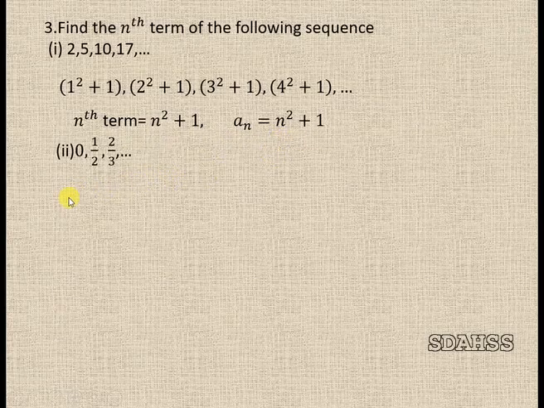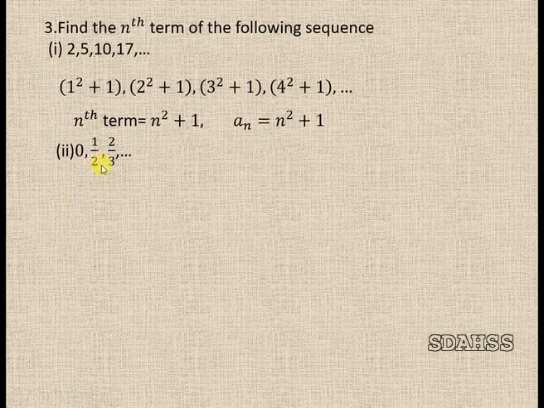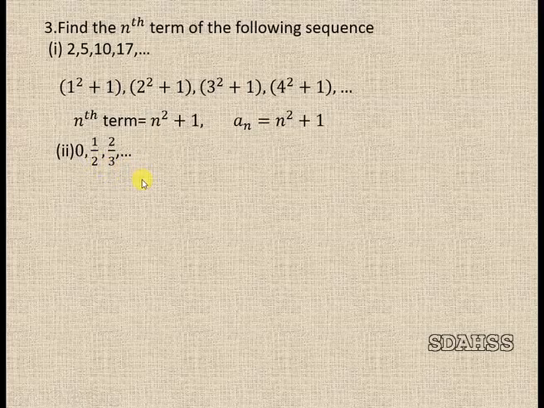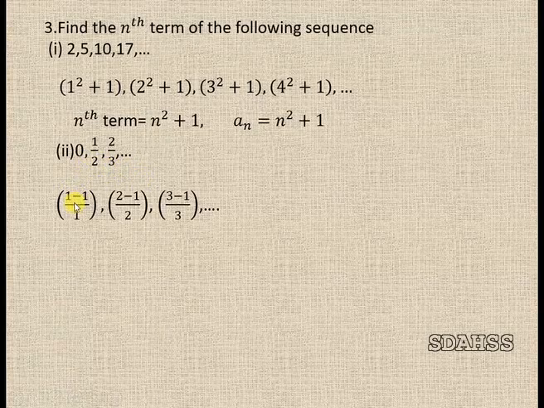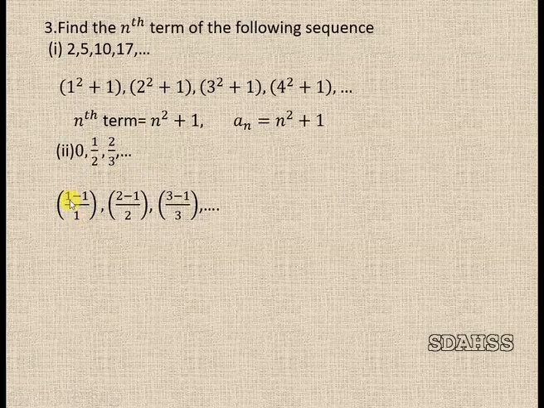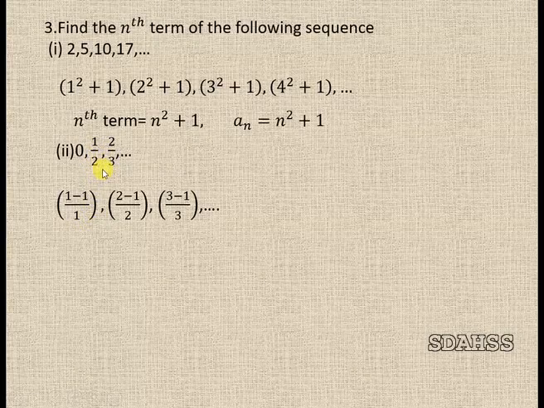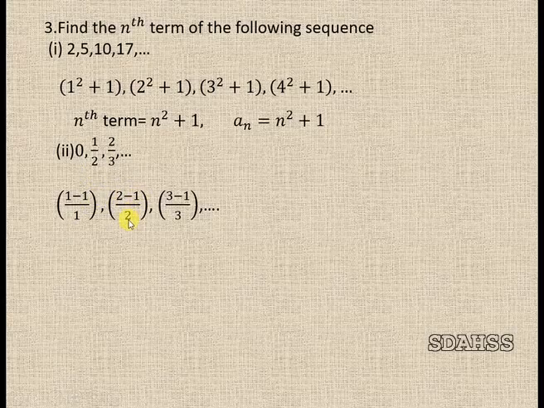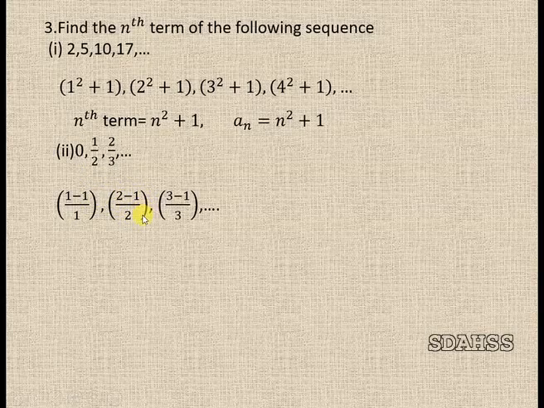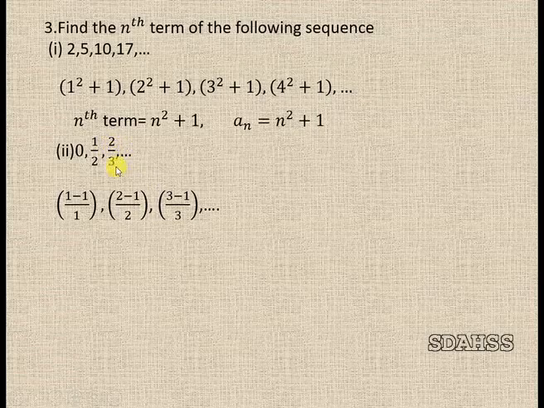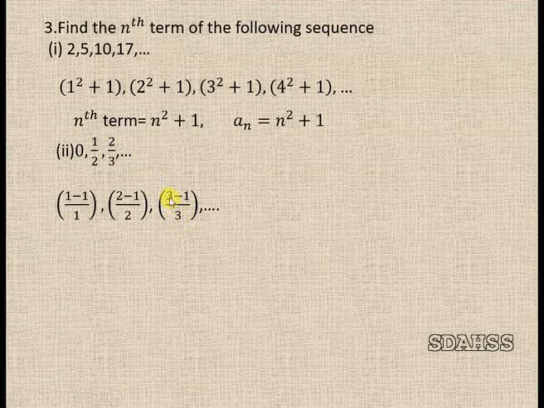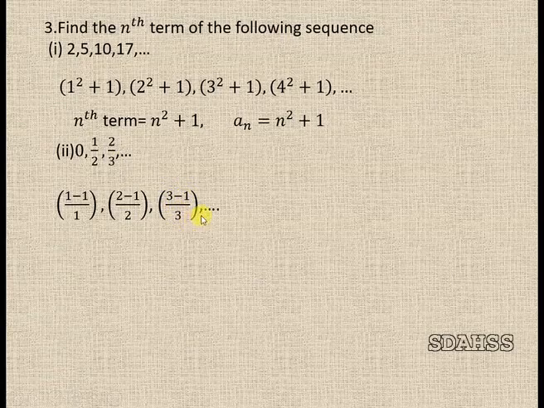Subdivision 2. 0 comma 1 by 2 comma 2 by 3 comma etc. 0 we can write 1 minus 1 by 1. 1 minus 1, 0, 0 by 1. Comma 1 by 2. 1 by 2 we can write 2 minus 1 by 2. 2 minus 1 means 1, 1 by 2. Comma 2 by 3 we can write 3 minus 1 by 3. 3 minus 1 means 2, 2 by 3, comma etc.